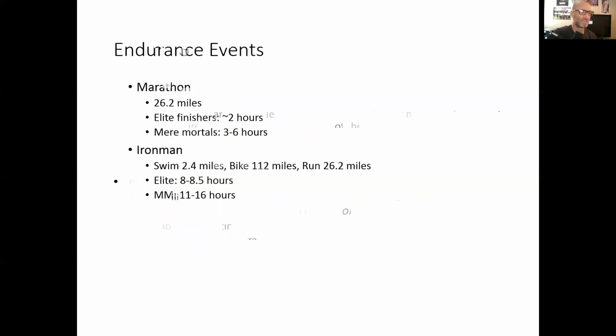And so the endurance events that we were looking at were things like marathons, 26.2 miles, or Ironman events, like swim 2.4 miles, bike 112, run 26.2, or even doing a sprint event, which is so much shorter, that may take an hour or 2 hours to do versus 8 to 16 and 17 hours.